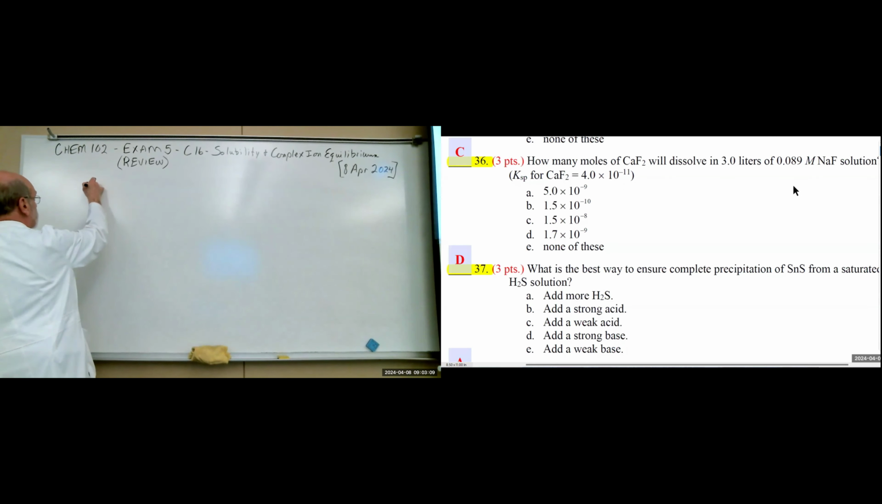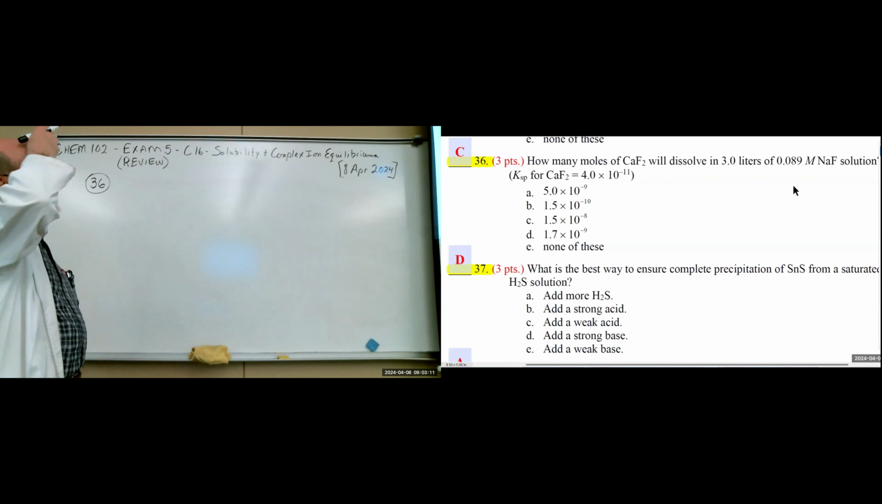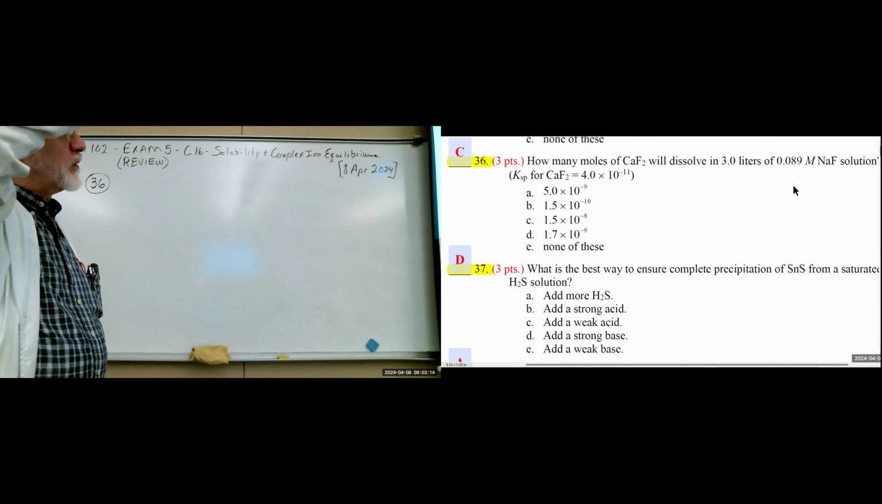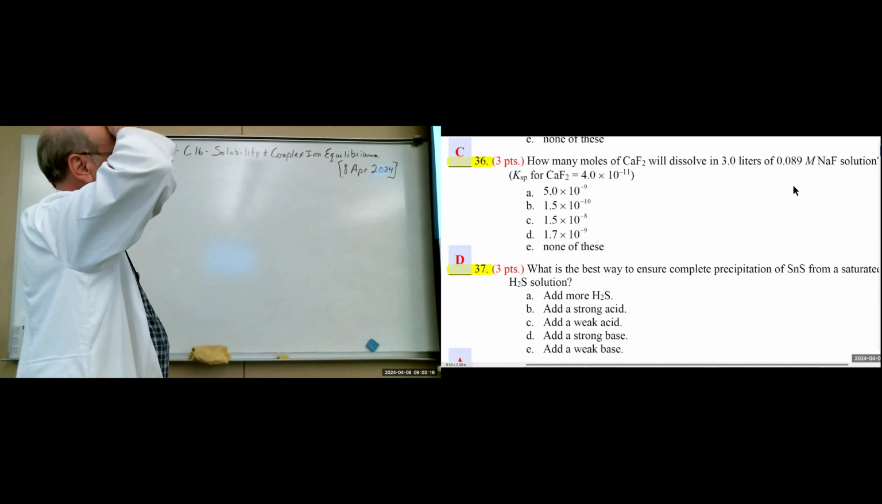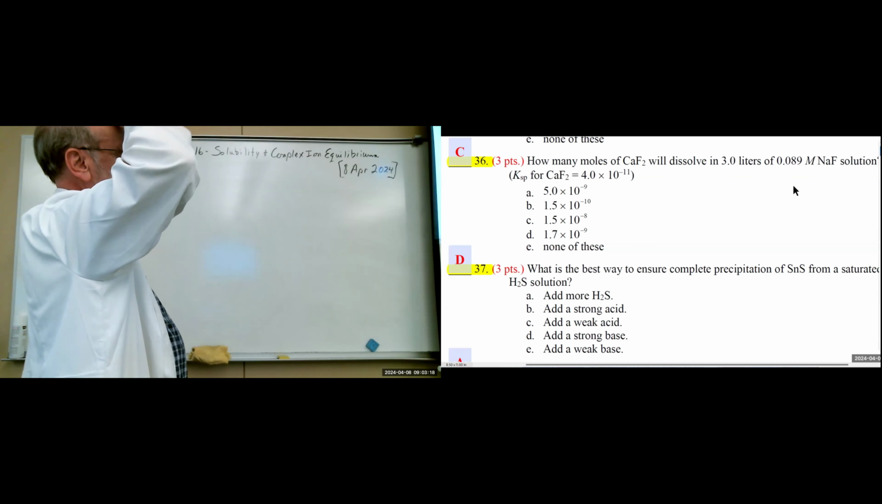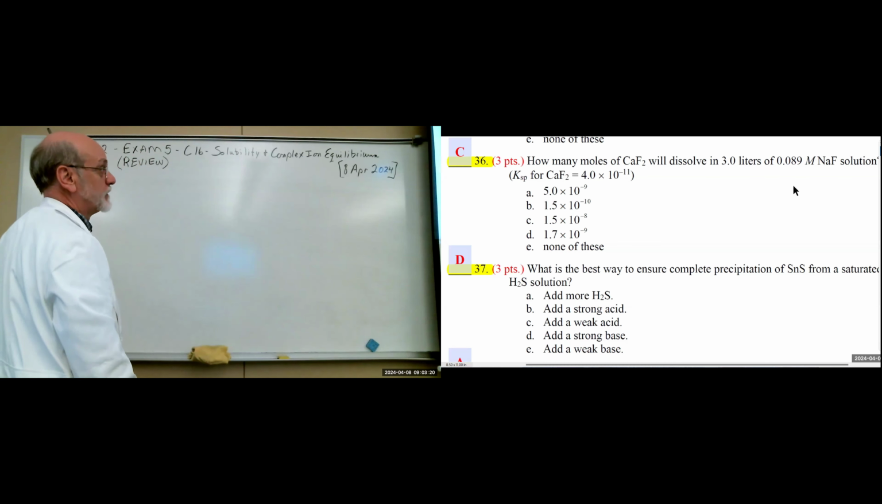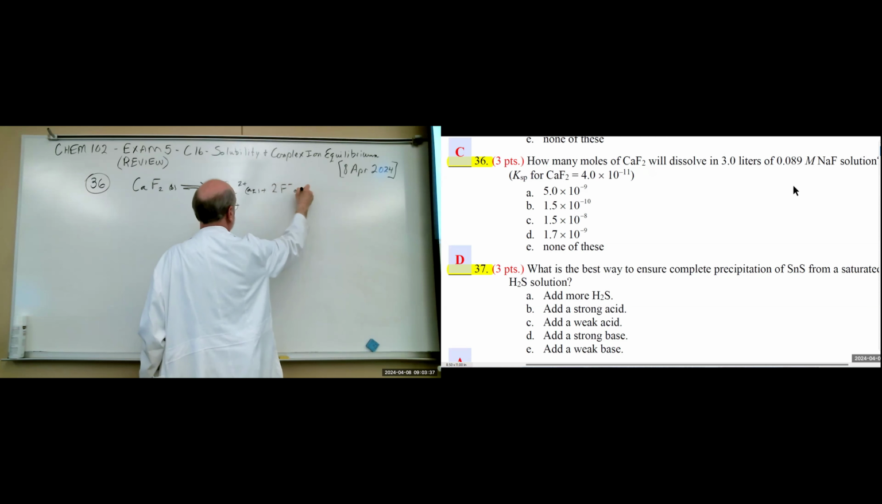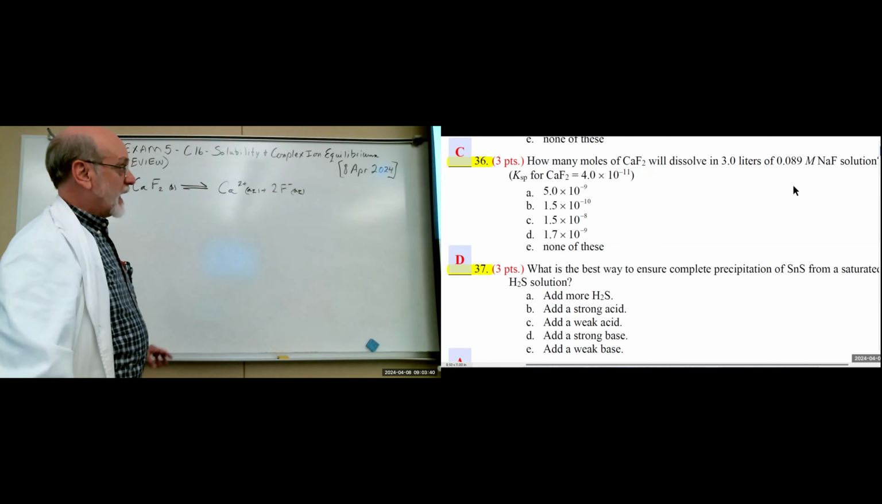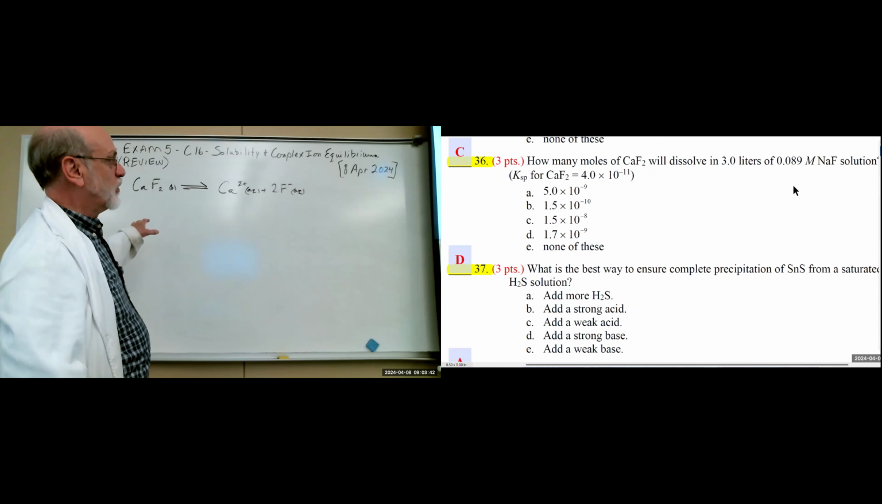36. How many moles of calcium fluoride will dissolve in 3 liters of 0.049 molar sodium fluoride solution? Okay, let's see. This is our solubility equation. Fluorides. And our initial concentration of fluoride is 0.089.